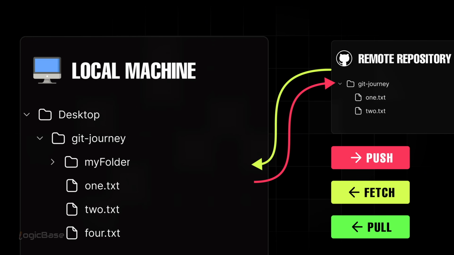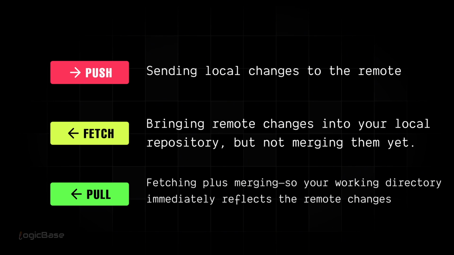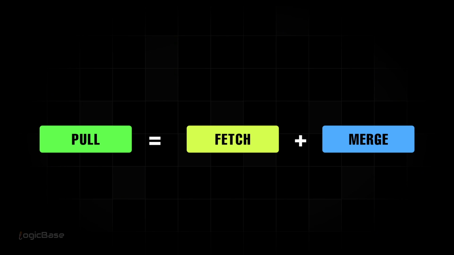So, in short, push means sending local changes to the remote. Fetch means bringing remote changes into your local repository but not merging them yet. And pull means fetching plus merging. So, your working directory immediately reflects the remote changes. In other words, git pull is equal to git fetch plus git merge.